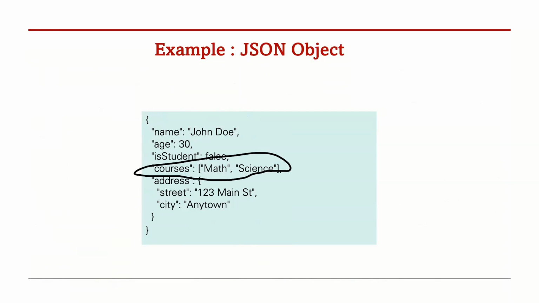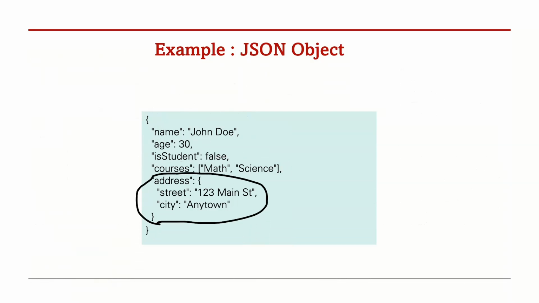A JSON array starts with a square bracket and can contain any type of value, including strings, numbers, or even other JSON objects. Finally, we come to address. The value of address is another JSON object because it starts with a curly bracket and ends with a curly bracket. This nested object contains its own key value pairs like street and city.